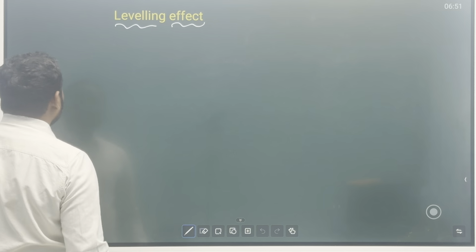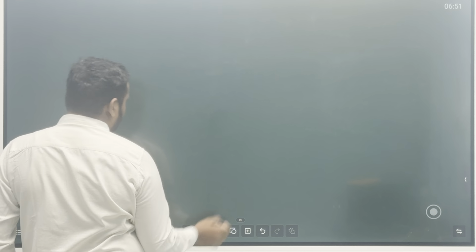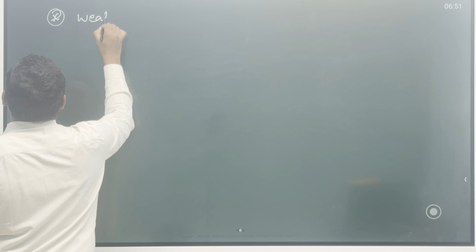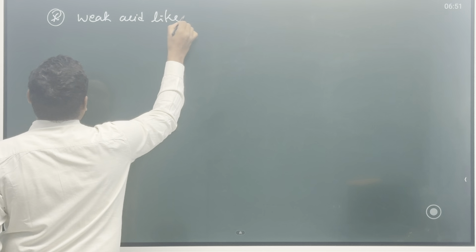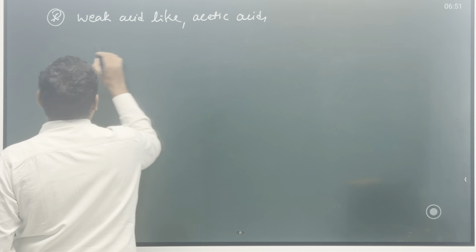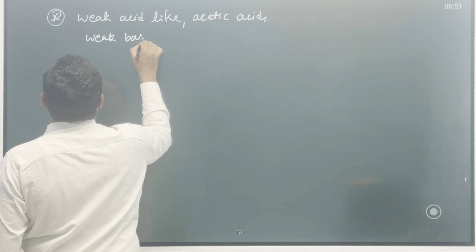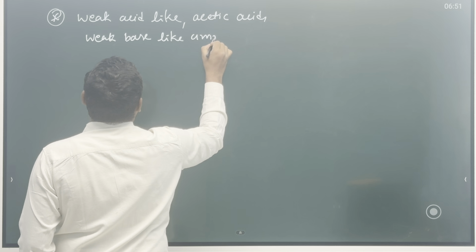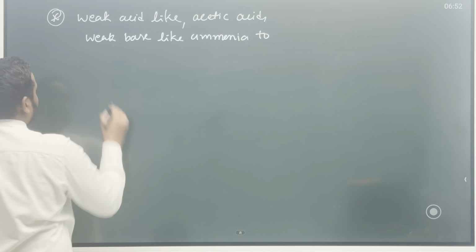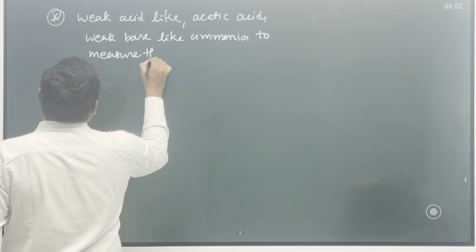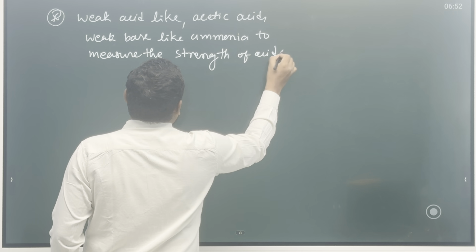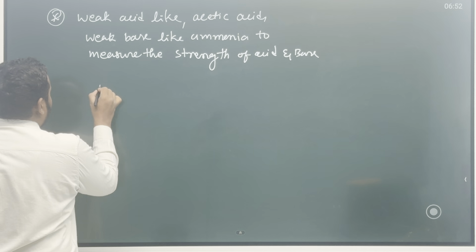So now, how can we find out the strength of acids and bases? We can use a weak acid like acetic acid and a weak base like ammonia to measure the strength of different types of acids and bases.